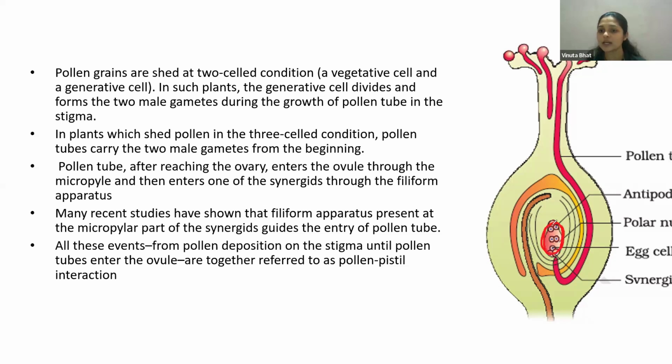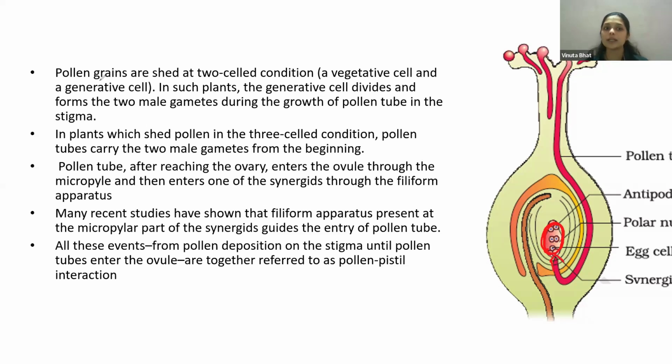Embryo sac formation has happened, right? Inside the ovule there is a female gametophyte, the embryo sac. So the pollen tube reaches the embryo sac.